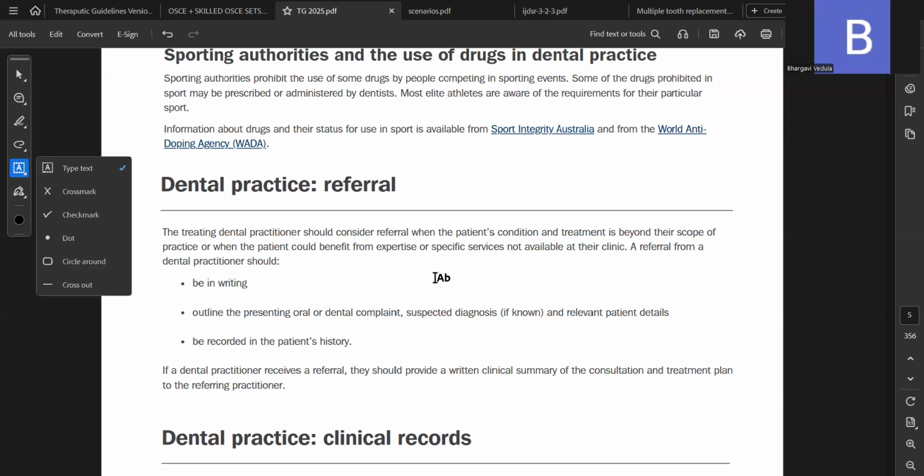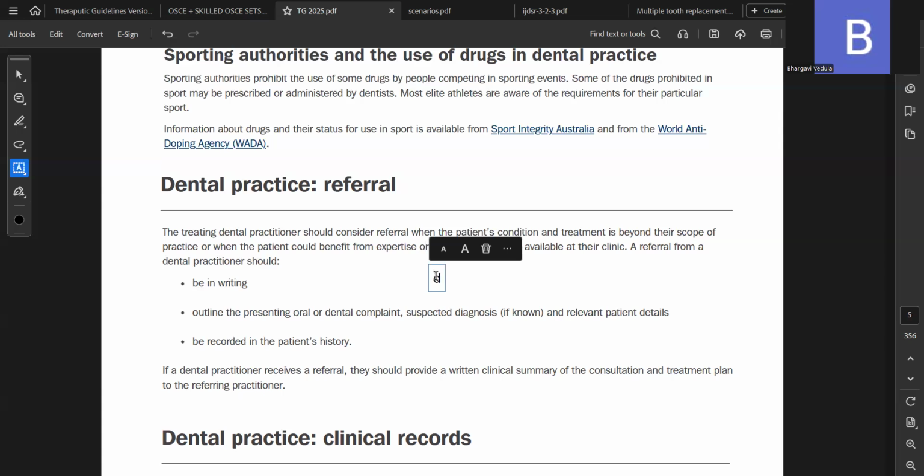Right? Let me write it here for you. Right? You should always remember the ethical principle. One of the ethical principles is do good, do no harm.